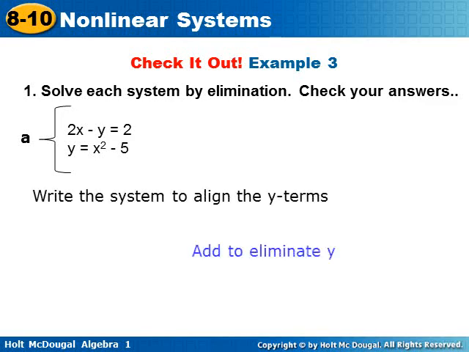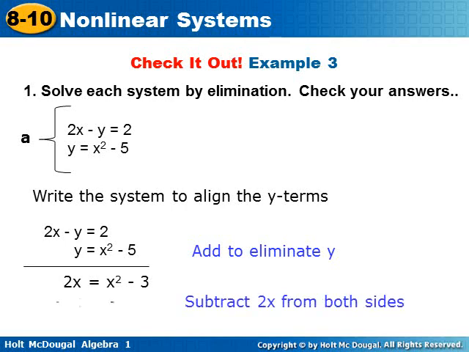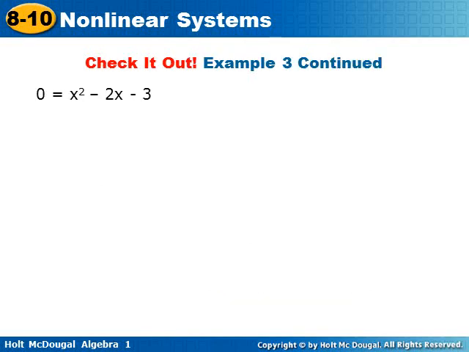We're going to write the system to align the y terms and add to eliminate y. So we get 2x equals x squared minus 3. Then we're going to subtract 2x from both sides. And we get 0 equals x squared minus 2x minus 3. And now we're going to factor. We get x minus 3 times x plus 1. We were looking for two numbers that when multiplied gave us negative 3, added give us negative 2. So that was negative 3 and 1.